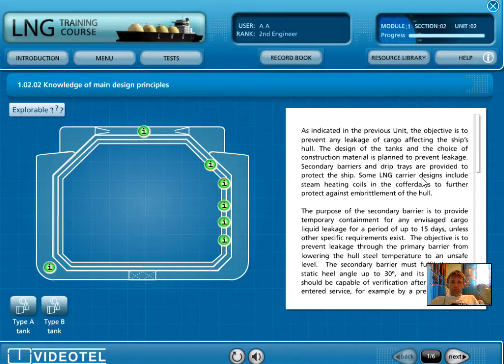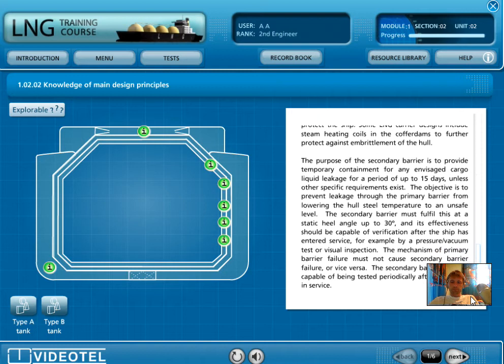Some LNG carrier designs include steam heating coils in the cofferdams to further protect against embrittlement of the hull. The purpose of the secondary barrier is to provide temporary containment for any envisaged cargo liquid leakage for a period of up to 15 days, unless other specific requirements exist. The objective is to prevent leakage through the primary barrier from lowering the hull steel temperature to an unsafe level.